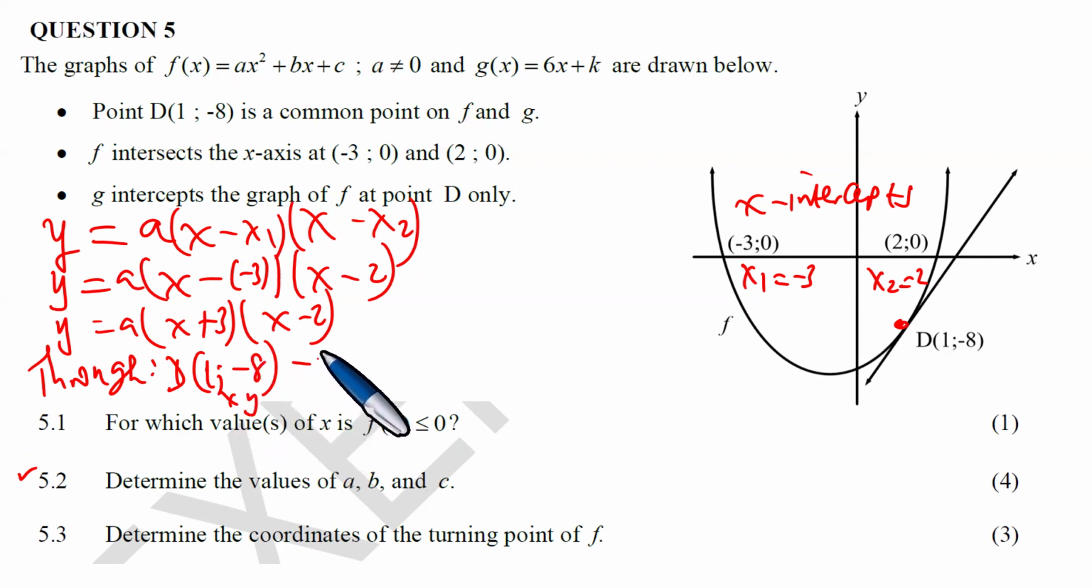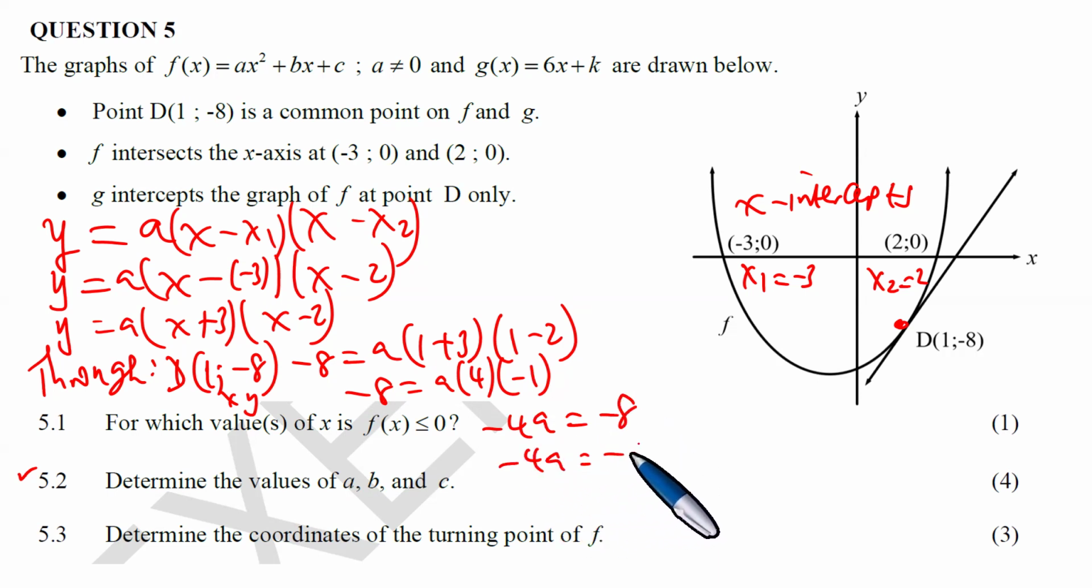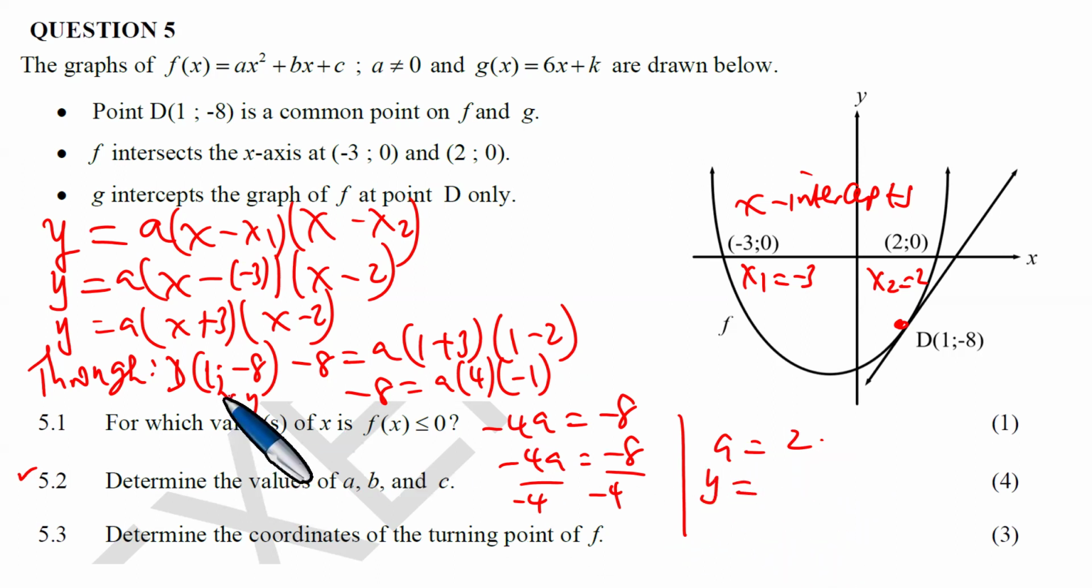So you have -8 equals a(1 plus 3)(1 minus 2). What is 1 plus 3? It's a 4. 1 minus 2 is a -1, which gives -4a equals -8. We have -4, which means a is equal to 2. Okay, if a is equal to 2, then you can write the answer. You put a 2 there.